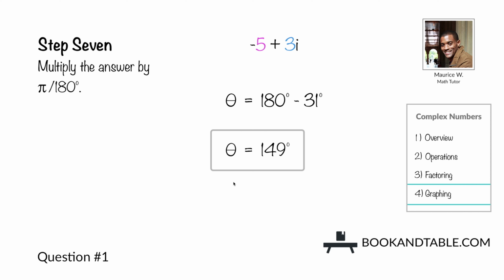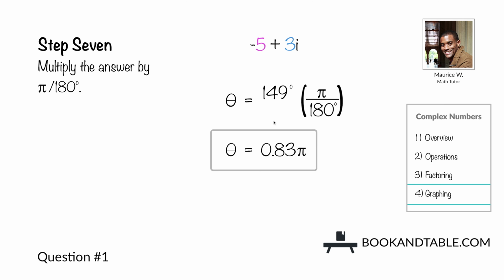To get this in radian form, multiply it by pi over 180 degrees. 149 degrees divided by 180 degrees is 0.83 radian. So the answer to question number 1 is 149 degrees, or 0.83 radian.